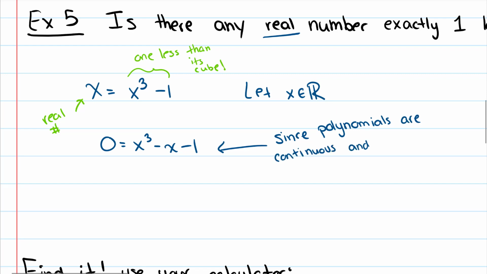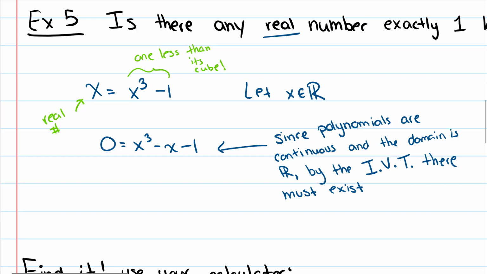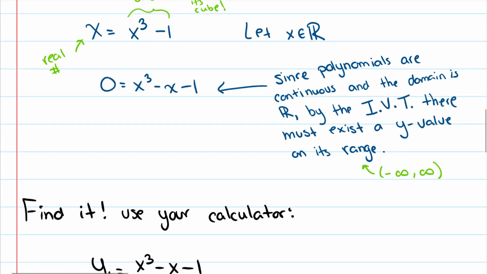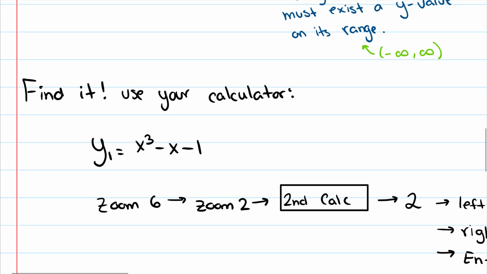Since polynomials are continuous and the domain is all real numbers, then by the intermediate value theorem, there must exist a y value on its range, which is from -infinity to infinity. So basically we've set up an equation and we even guaranteed that there will be an answer because the intermediate value theorem tells us that there has to be an output. Now for the hard part, solving. So we're going to find it, however we're going to use our calculator to do it.